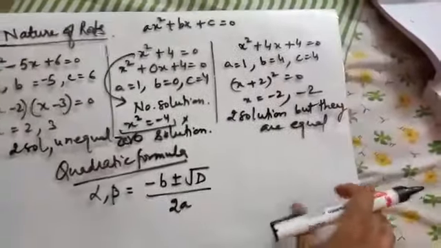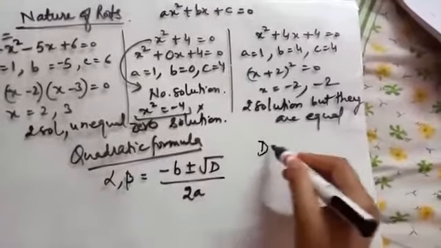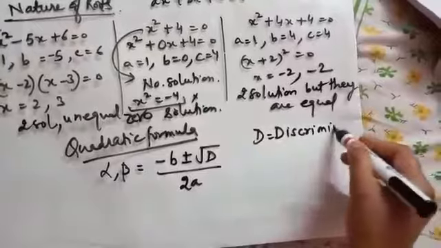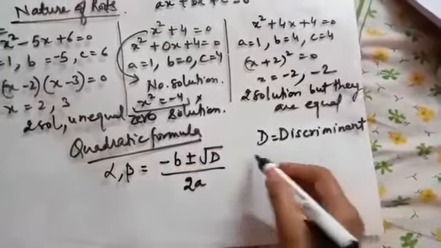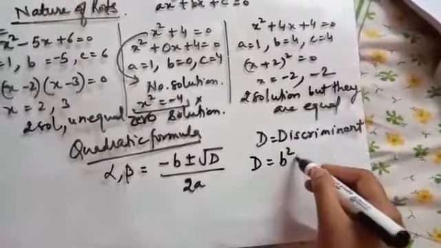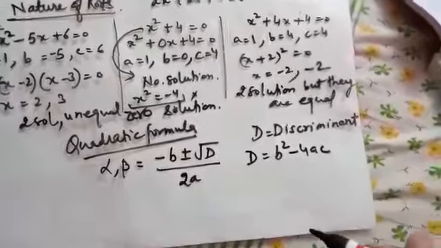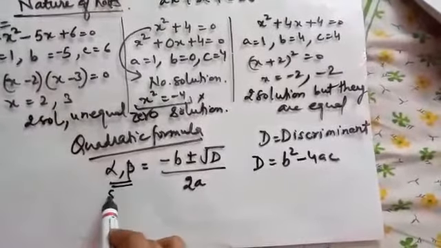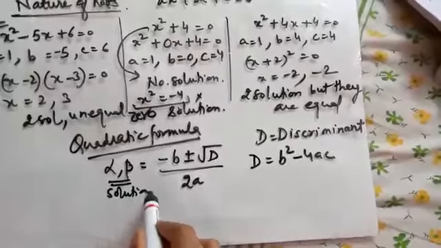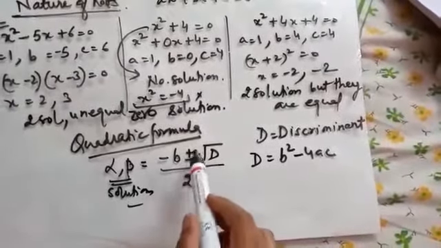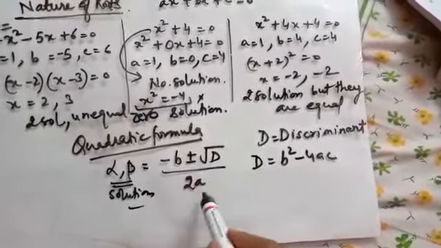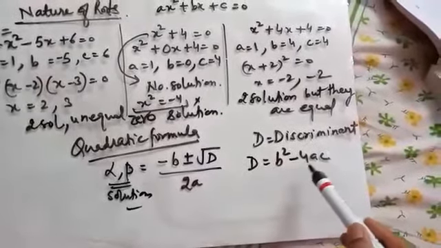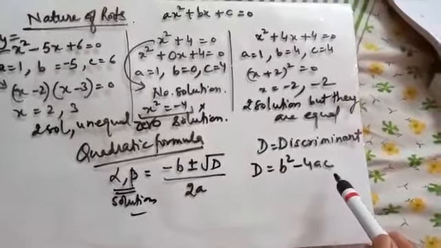Now what do you mean by this? D is known as your discriminant. D-I-S-C-R-I, discriminant. Right? And the formula for D is b square minus 4ac. All of this you have to learn. Alpha comma beta, these are the 2 solutions. Now these 2 solutions can be found by minus b plus minus square root d upon 2a, where d is called your discriminant and the value of d is equal to b square minus 4ac.